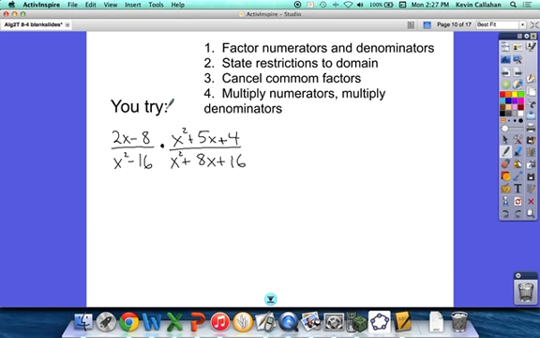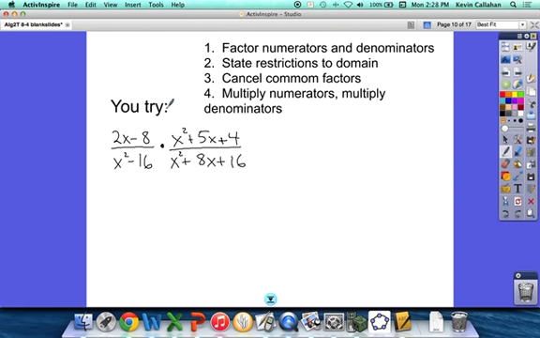How'd you do? Still working? You didn't factor the 2x minus 8. Take out a 2. Doesn't 2 go into both of those? Okay. Did you finish it? How about John? John got it done? Let's see about this. 2 times x minus 4, x plus 4. That's good. We'll just state the restrictions before you start canceling.